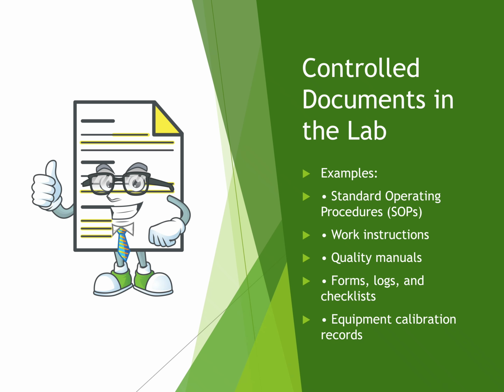Controlled documents in the lab. Let's look at what kinds of documents are controlled. These include SOPs, work instructions, quality manuals, forms, and even records like temperature logs. Each of these plays a part in ensuring the lab functions reliably and compliantly.